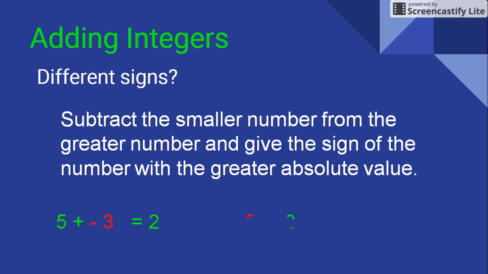For another example, negative 5 plus 3. The absolute value of negative 5 is 5. The absolute value of 3 is 3. So we have to subtract 3 from 5. And the number with the greater absolute value is negative 5. It has a negative sign. So we have to give a negative sign to the difference. So the answer is negative 2.